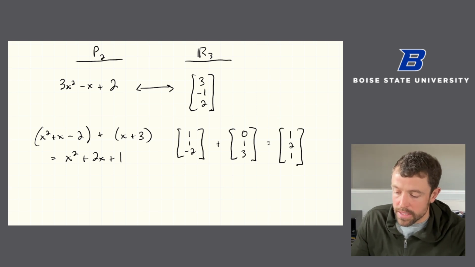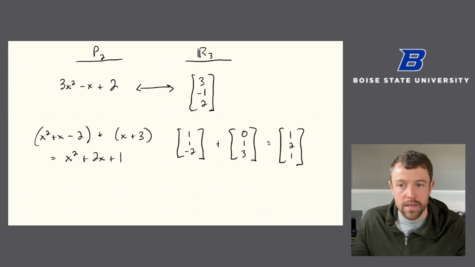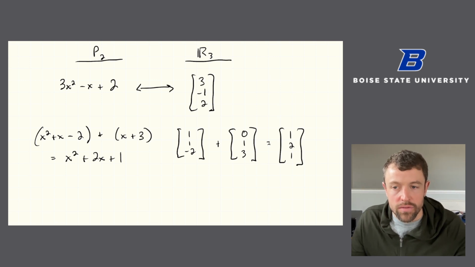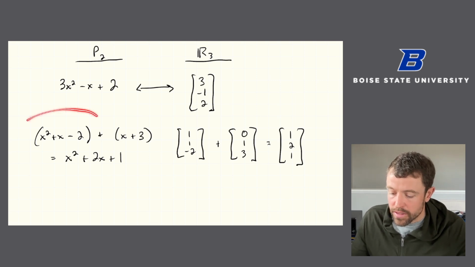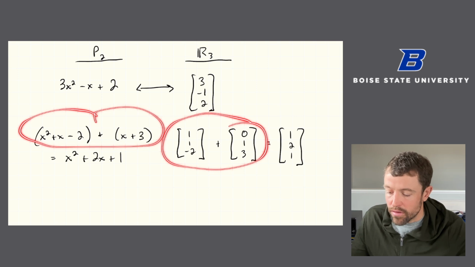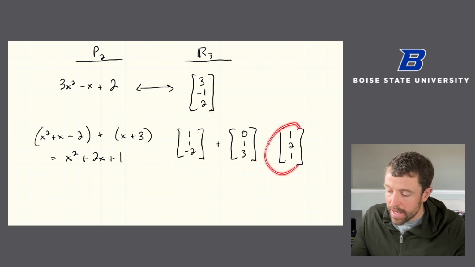And what we notice is that addition respects this relationship, or stated better, this relationship respects addition. Right? When I translate these polynomials into vectors in R3 and then add them on both sides, I get the same thing.